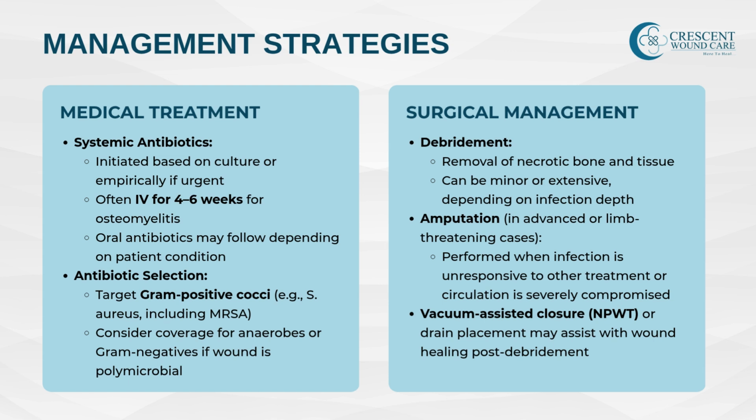But antibiotics alone may not be enough. Surgical intervention becomes necessary when there's necrotic tissue or abscesses. This could range from minor debridement to major surgery. In extreme cases, amputation might be the only option to prevent systemic spread. Negative pressure wound therapy, NPWT, may aid recovery after surgery.